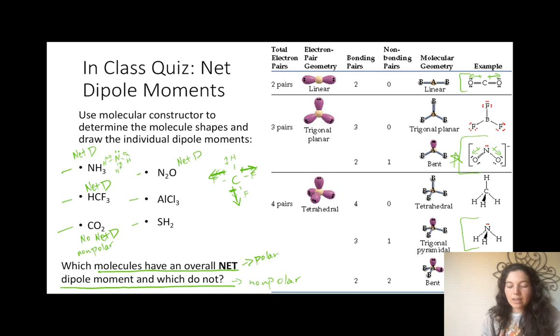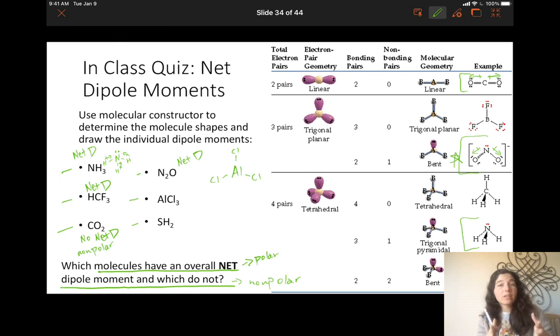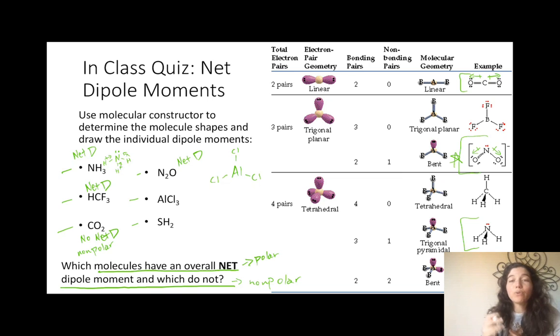Let's take a look at AlCl3. We're going to have Al. So you would model these in Molecular Constructor. That's how you would know what these shapes are, it will do it for you. On exams and stuff, for this topic, you will be provided these shapes. For future topics, you will be expected to make these shapes because you're going to learn how to do them. But for this one, you'll be provided the shapes.